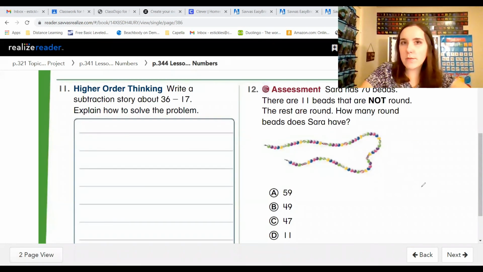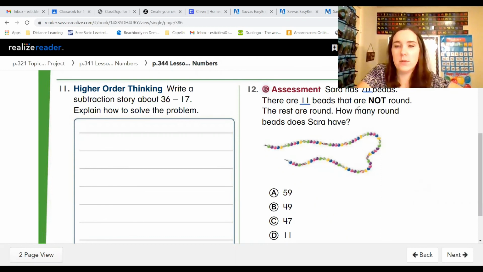Okay, I'm going to read number 12 for you, but then I want you to do it by yourself, and then I'll check it. It says Sarah has 70 beads. There are 11 beads that are not round. The rest are round. How many round beads does Sarah have? So I'm going to give you a hint. You're going to be doing a subtraction problem here. Go ahead, do it, solve it, pick your answer, and then come back to me when you think you've got it.